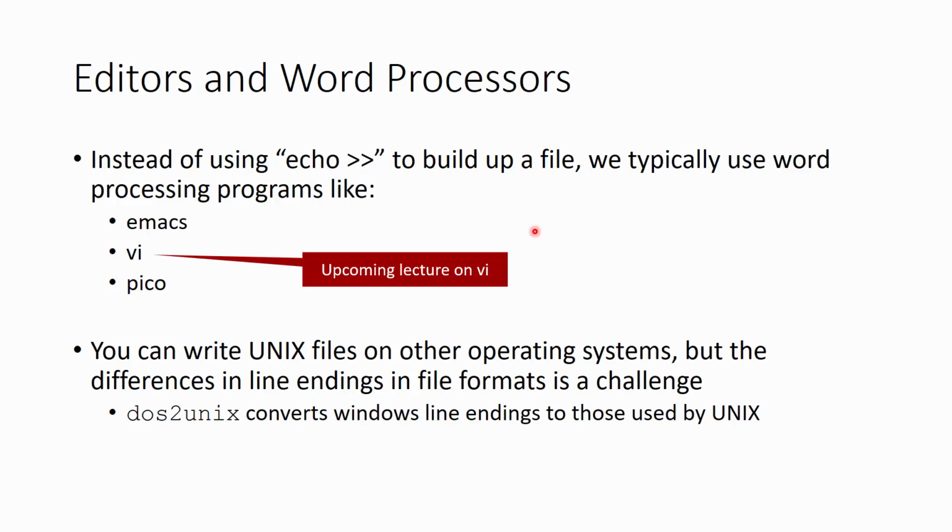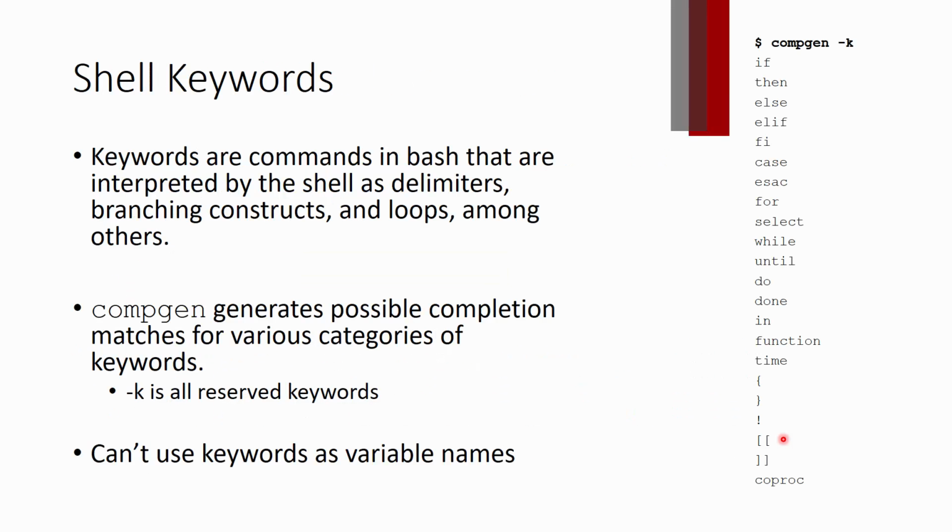So if you write these kind of scripts on a Windows machine and then save them on Windows and copy it over to Unix, it won't be able to interpret the new line characters correctly, which is kind of irritating. You can fix that with this dos2unix command. You just say dos2unix, my file, and it'll fix all those Windows line endings.